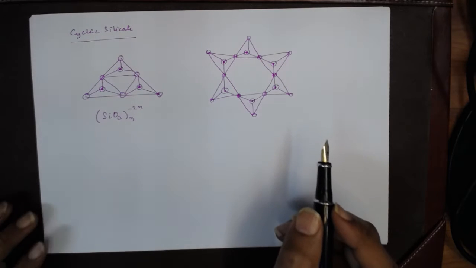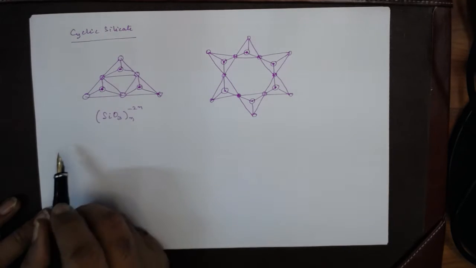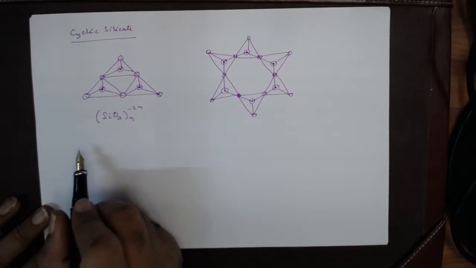And then sometimes it can form a chain silicate like a pyroxene.